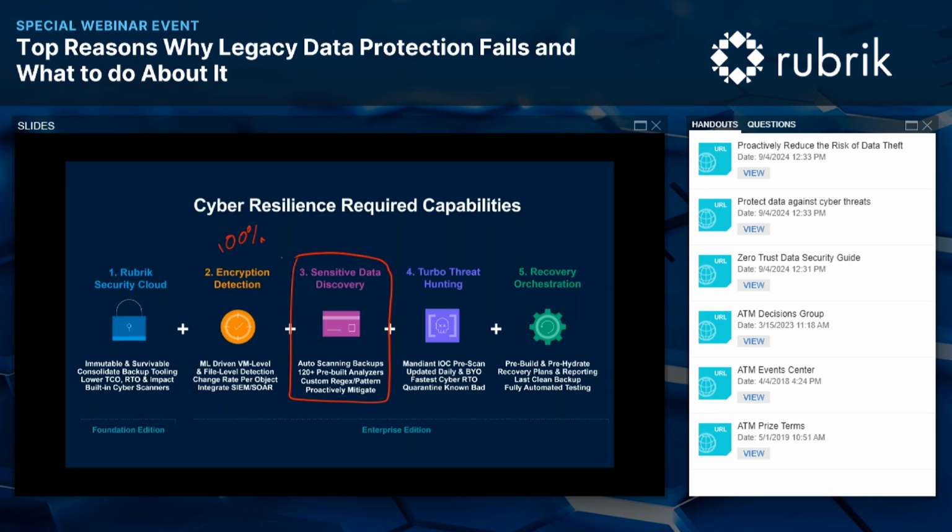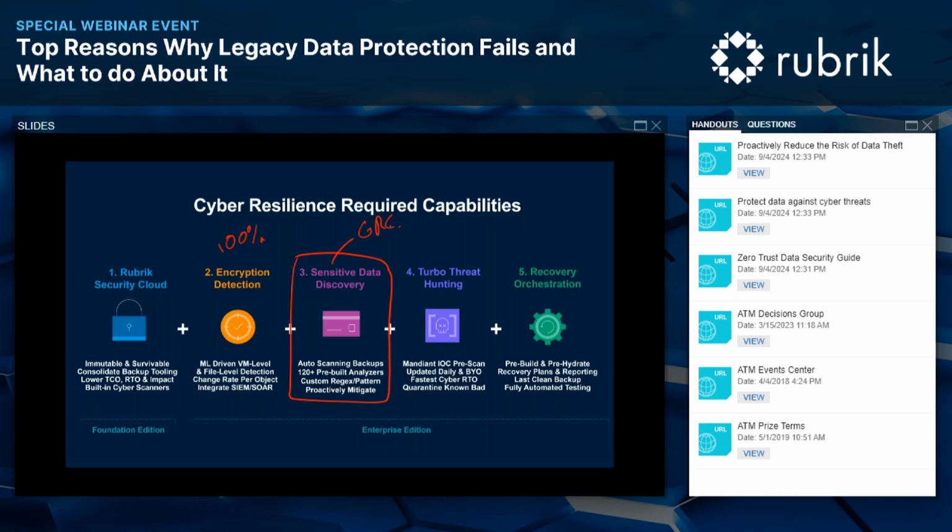Rubrik has 120 pre-built analyzers, so it knows what credit cards, social securities, etc. look like. But you can also give this out via self-service to governance, risk, and compliance and security teams, where they can put in their own custom regex and pattern analyzers and scan inside your structured and unstructured data, so inside the backups, and see across your entire estate every piece of sensitive information. Absolutely game changing. And it's kind of ridiculous if you think about it today, that if you're backing up petabytes of data, or terabytes, whatever your scale, if you can't even see what's in it, then how do you know what is on that network?